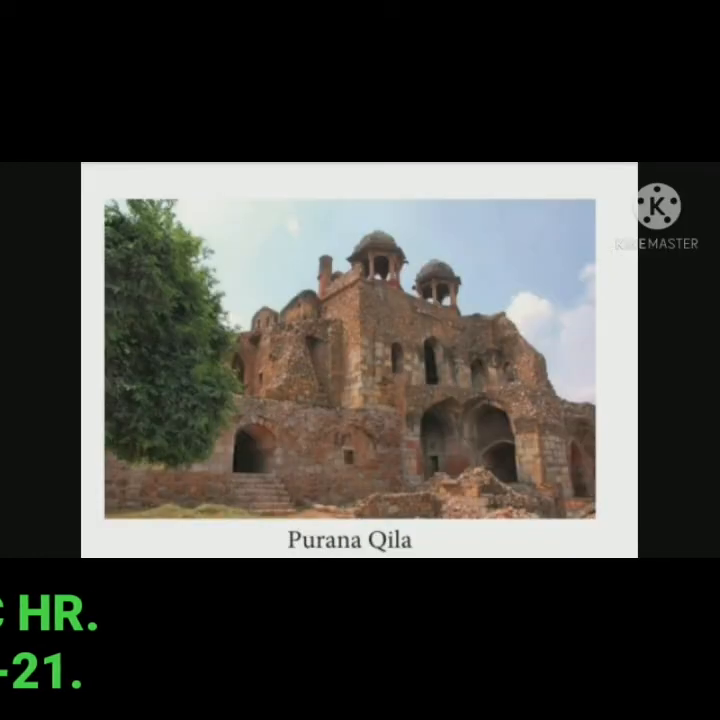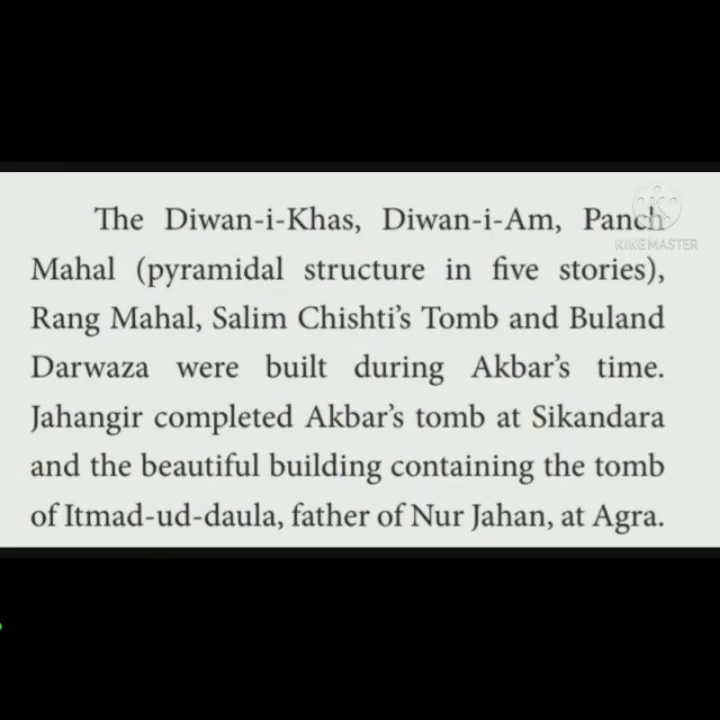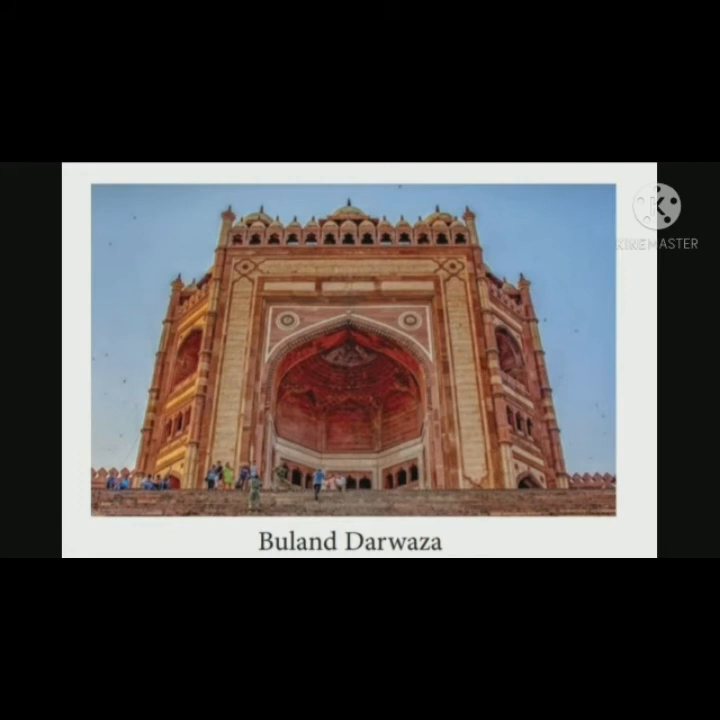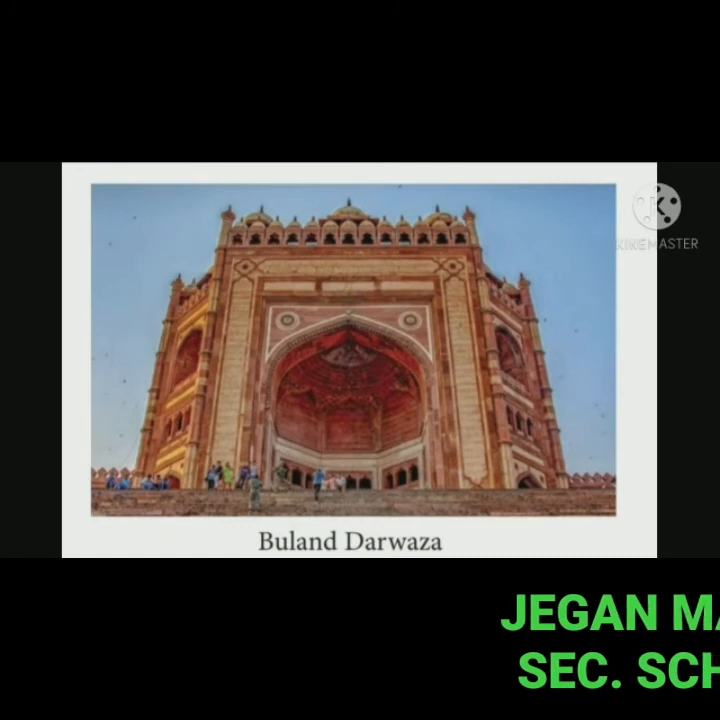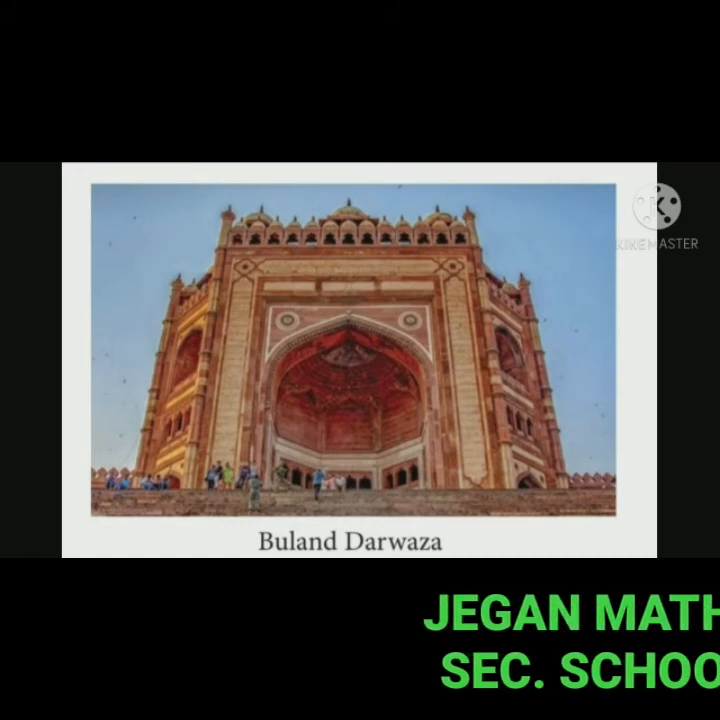Next, Diwan-i-Khas, Panch Mahal, the pyramidal structure of five stories. The Rang Mahal, Salim Chishti's tomb and Buland Darwaza were built during Akbar's time. Jahangir completed Akbar's dome at Sikandra and a beautiful building containing the tomb of Itimad-ud-Daula, the father of Nur Jahan, at Agra.